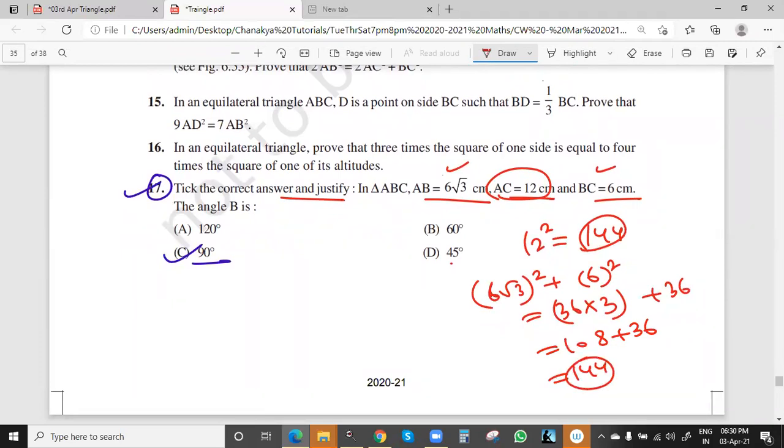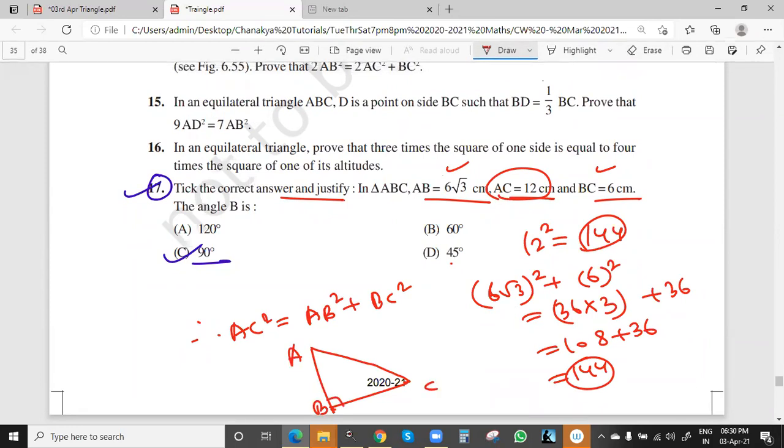So we can write, hence we can write 12 squared, meaning AC squared equals AB squared plus BC squared. That means the Pythagoras theorem is applicable, and we will get a right angle triangle, because this theorem is applicable for this triangle. How do we say AB squared plus BC squared? So this will be B. Angle B will be 90 degrees, because AB squared plus BC squared.